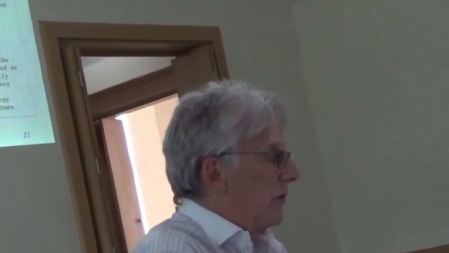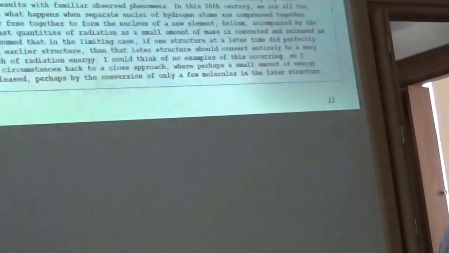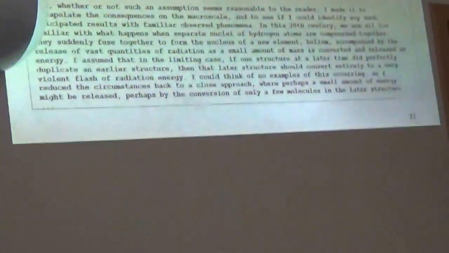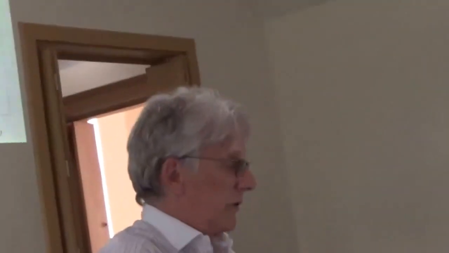He then goes on about hydrogen atoms. He said, we are all too familiar with what happens when separate nuclei of hydrogen atoms are compressed together. They fuse to form a nucleus of a new element accompanied by vast quantities of liberation of energy. I assume that in the limiting case, if one structure at a later time did perfectly duplicate an earlier structure, then that later structure should convert entirely to a very violent flash of radiation energy.